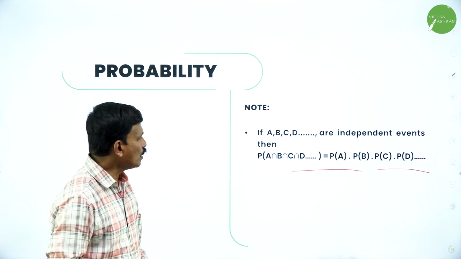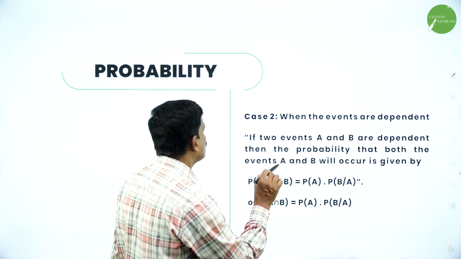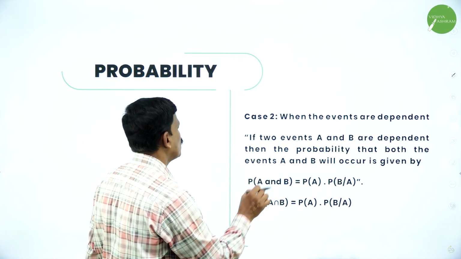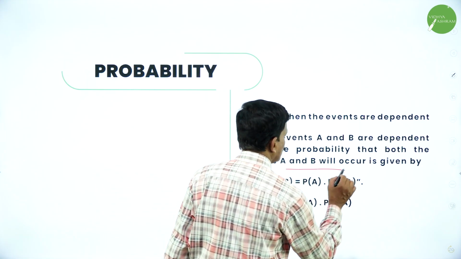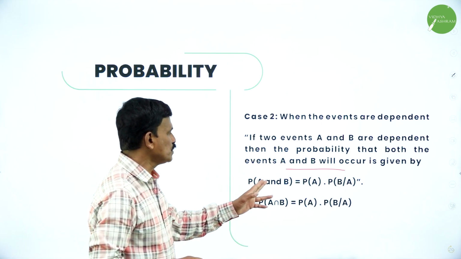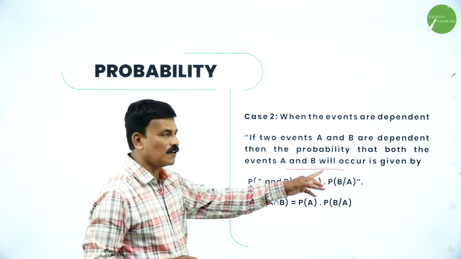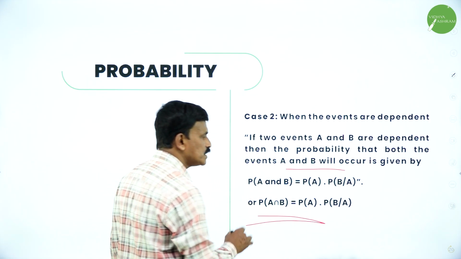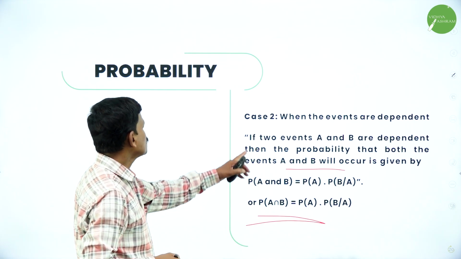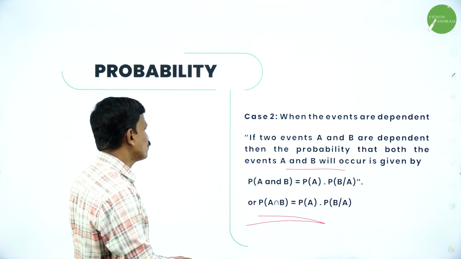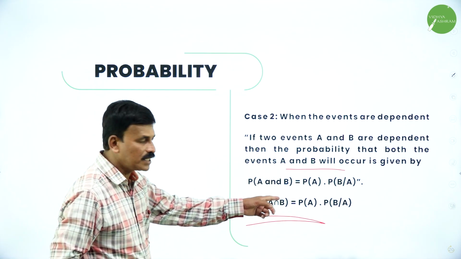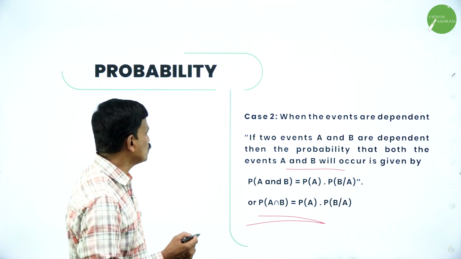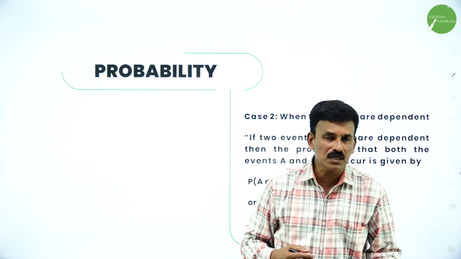Right. Now, case 2, when the events are dependent. If two events A and B are dependent, then the probability that both events A and B will occur is probability of A and B equal to probability of A into probability of B by A. That is, A intersection B is equal to probability of A into probability of B by A. This is in case of dependent events. So these are a few concepts based on the theorem.